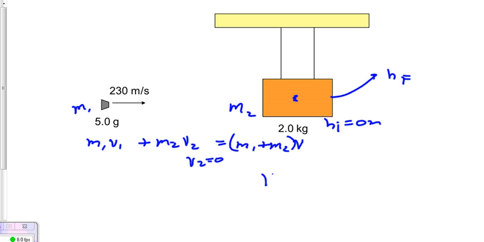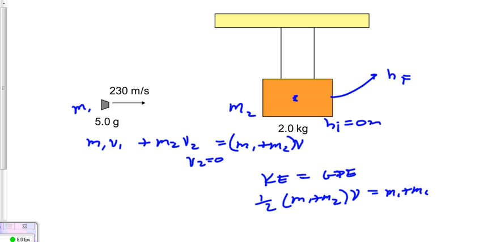Then to figure out how high this goes, once the bullet is embedded, we have a kinetic energy, and that'll go to gravitational potential energy. Because we're going to a final height, we'll do 1/2 times m1 plus m2 times the common velocity that we found, and it equals m1 plus m2 times g times a final height. And once we find the final height, then we're done.